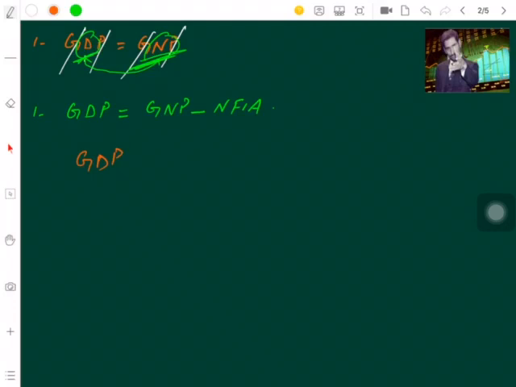Now we'll make this example again in one more way. GDP again, but let us say it is at MP, market price. And we are being asked to make it GNP at FC. So how will we do it? It is now to be done like G and G are same.